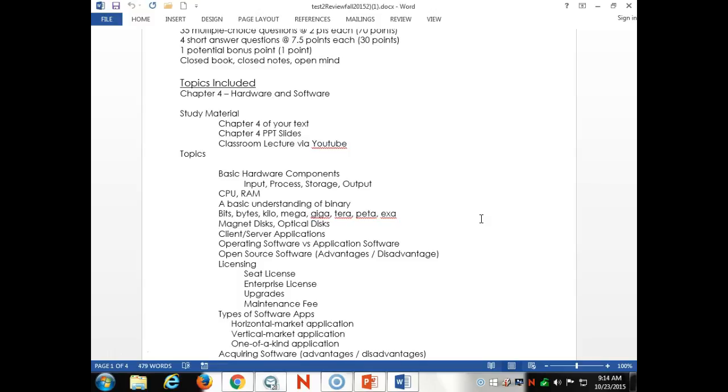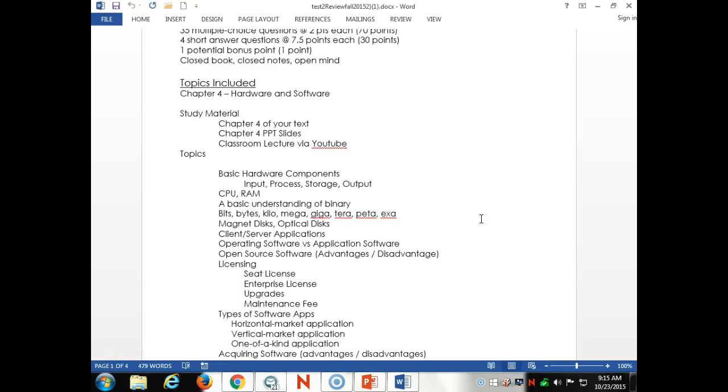Across various industries. Like email is used across healthcare, finance, education, right? Spreadsheets. Those are horizontal type applications. Vertical is geared toward one industry. For example, Blackboard is vertical software, right? If I have a system that keeps track of dental records, that's vertical software. Okay, one of a kind is something very, very unique.